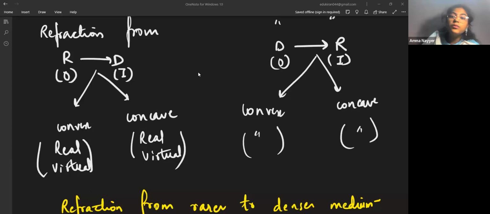Fine. Here the image is kept in the denser medium. In the second case, what is happening? The object is kept in the denser medium and the image is kept in the rarer medium. Fine. This is occurring. So in both the cases, we have convex mirrors, concave mirrors, convex, concave surfaces maybe. So here, in all these cases, we get real and virtual images. This you have to remember. Whether our object is in rarer and we are talking about concave convex, or object is in denser and we are talking about convex and concave surfaces.